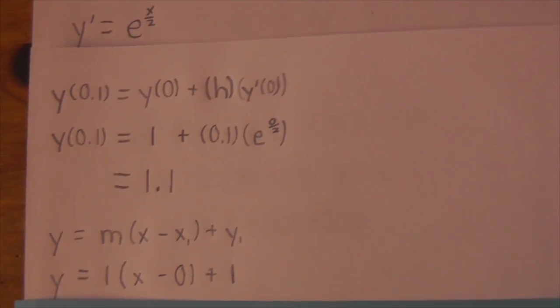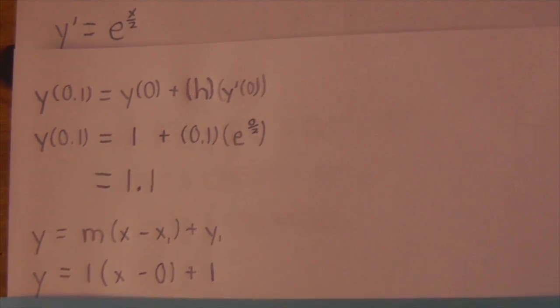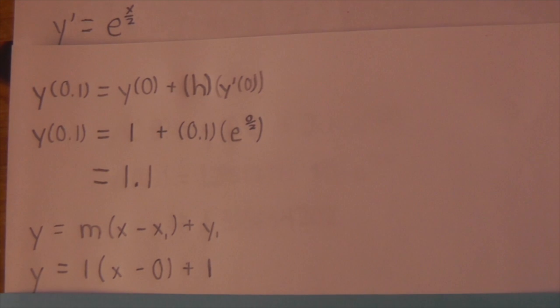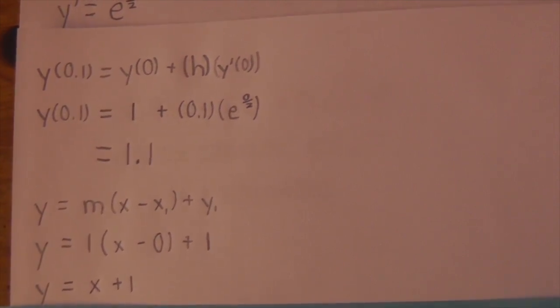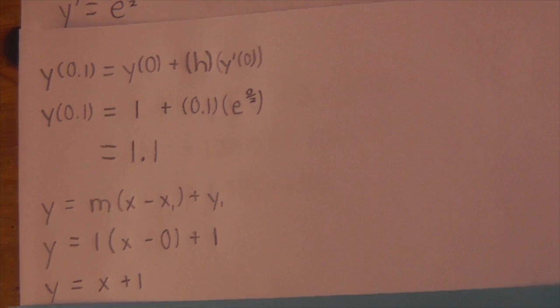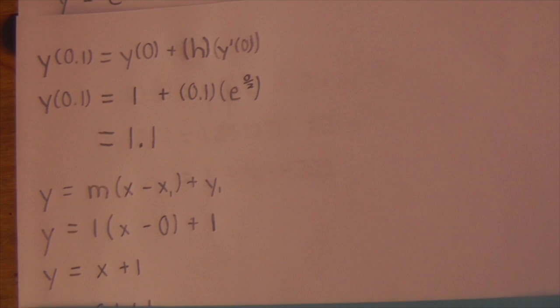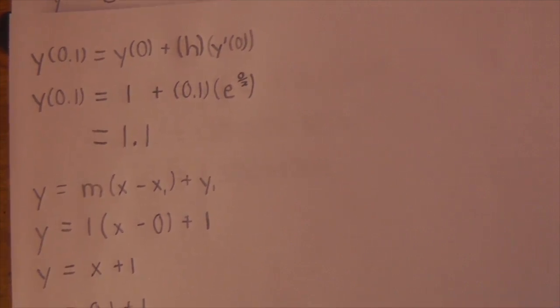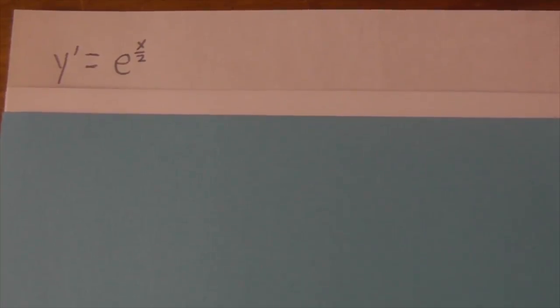Since we are using the point 0, 1, x1 is 0 and y1 is 1. We can simplify this equation and we get the line y equals x plus 1. Now we want to find the y value at x equals 0.1, so we simply plug in that value. And we get the same answer that we got earlier. Now that we understand why this formula works, let's continue and solve the rest of the problem using the same method.